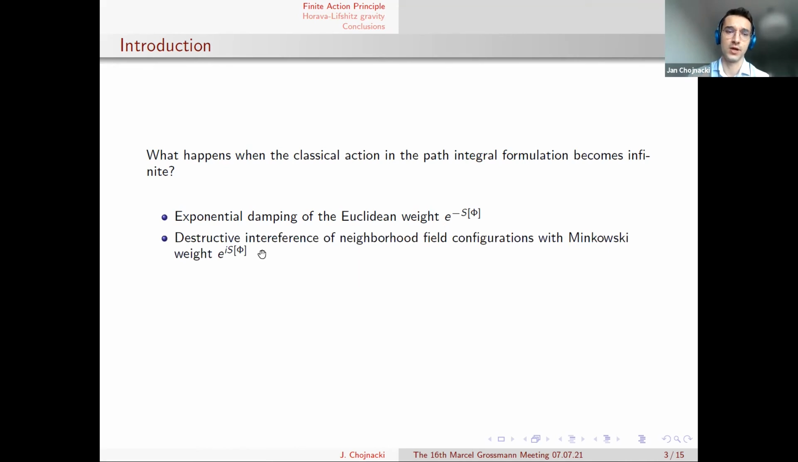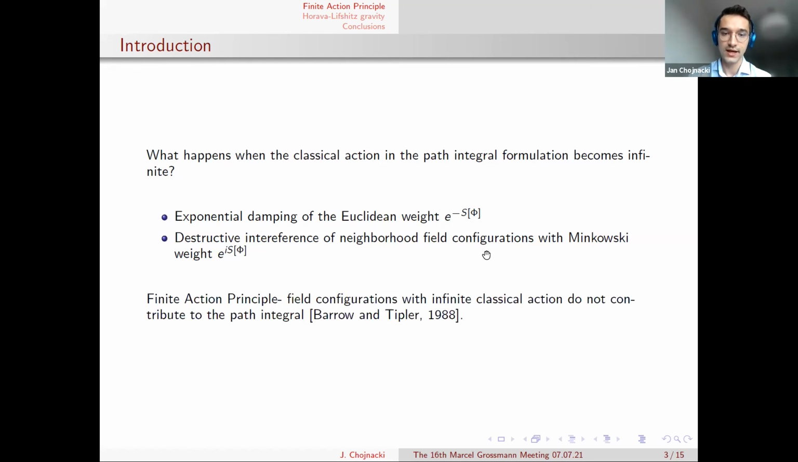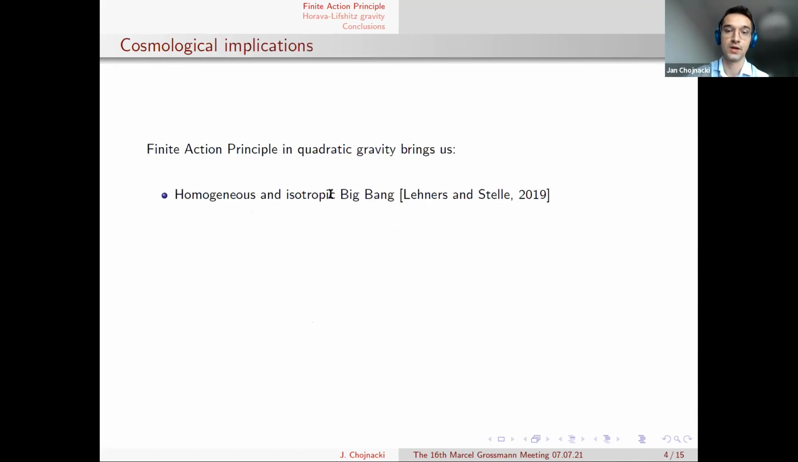And in the case of Minkowski signature, we propose that there will be a similar damping, however, due to destructive interference of neighboring field configurations. And this is exactly what Barrow and Tipler were motivated by when formulating the finite action principle: field configurations with infinite classical action do not contribute to the path integral and do not contribute to probability amplitudes.